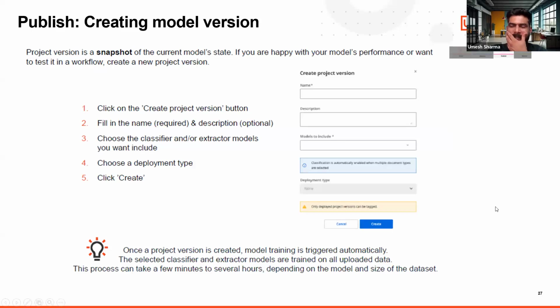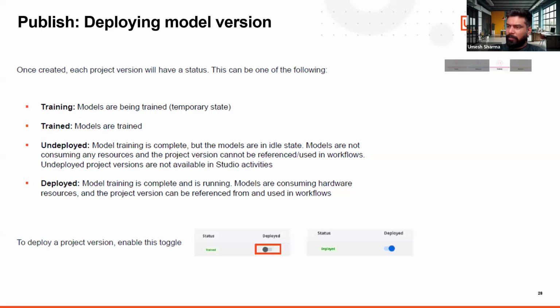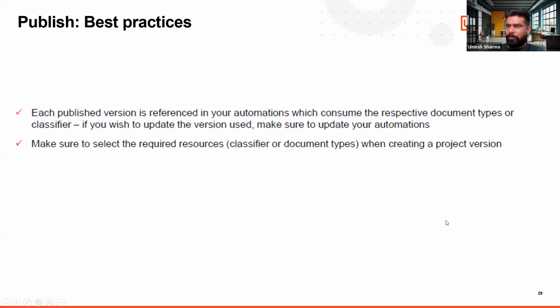For publishing or creating an ML model version, you just need to provide the name of the model and the version and all the other details. Once you do this, it will be created and then you can toggle the deployment, whether you want to deploy or undeploy it. Very easy. We'll see how to do this.